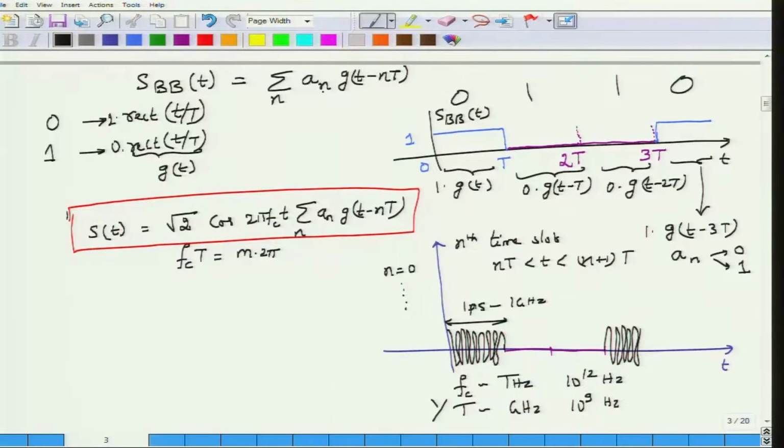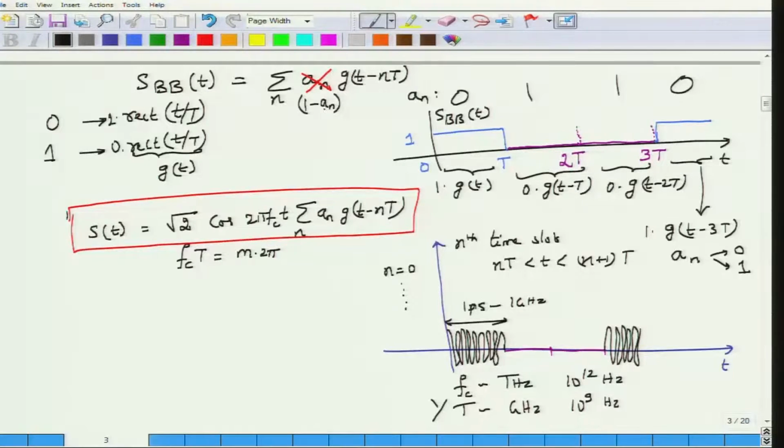So if I call this sequence a_n, then I cannot directly use a_n here. Rather, I should make a correction to this: what I should be using is 1 minus a_n, so that when a_n is equal to 0, the amplitude 1 minus a_n will be equal to 1, and that gets multiplied to the pulse shape, and you get this sequence from 0 to T.